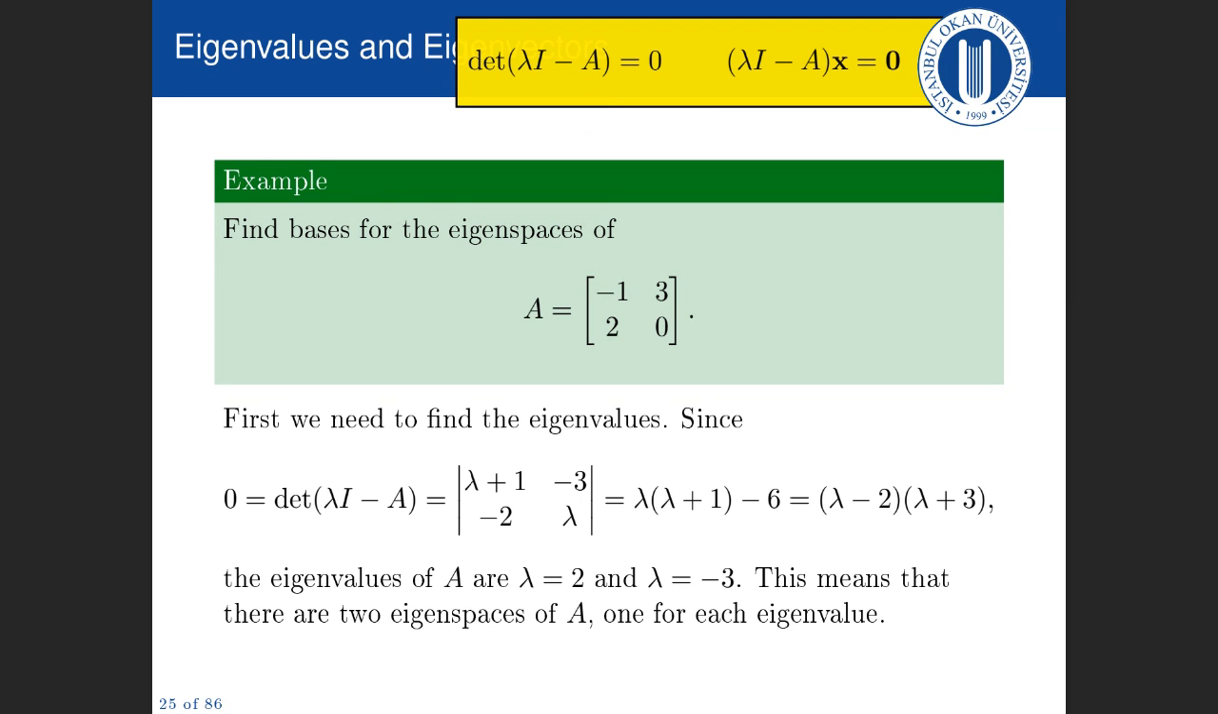So here we go. We start with 0 is equal to the determinant of lambda I minus A. We want the determinant of lambda plus 1, minus 3, minus 2, lambda. And when we calculate this determinant, that's the same as lambda times lambda plus 1 minus 6, or lambda minus 2 times lambda plus 3. And then straight away we can see that the eigenvalues must be 2 and minus 3.